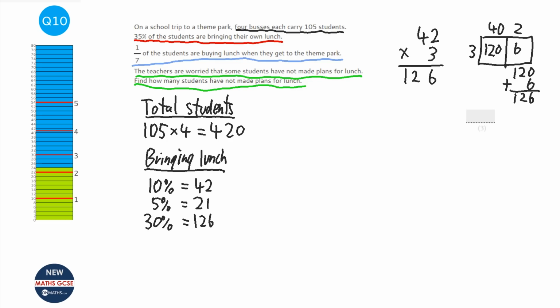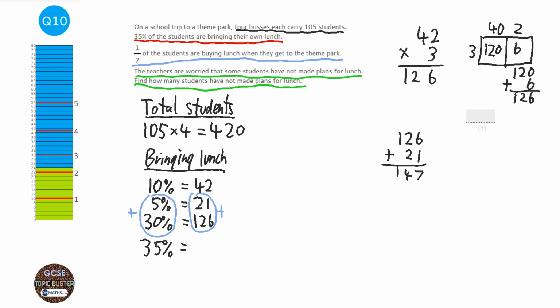Now 35% would be these two added together, because 5 plus 30 is 35. So 35% is going to be 126 plus 21, or the other way around, 7 plus 1 is... so 147. Okay, so 147 students are bringing lunch.